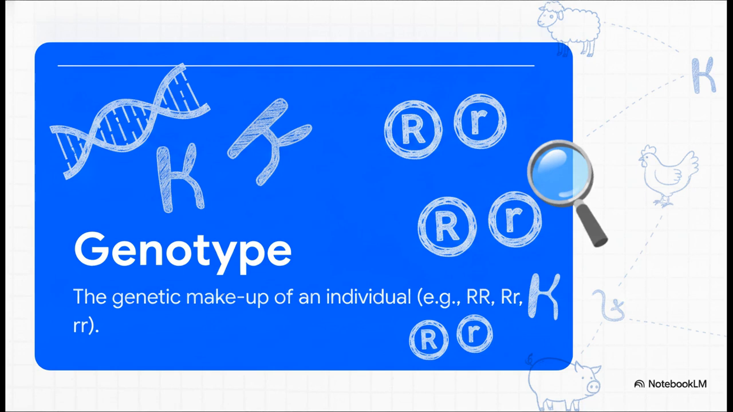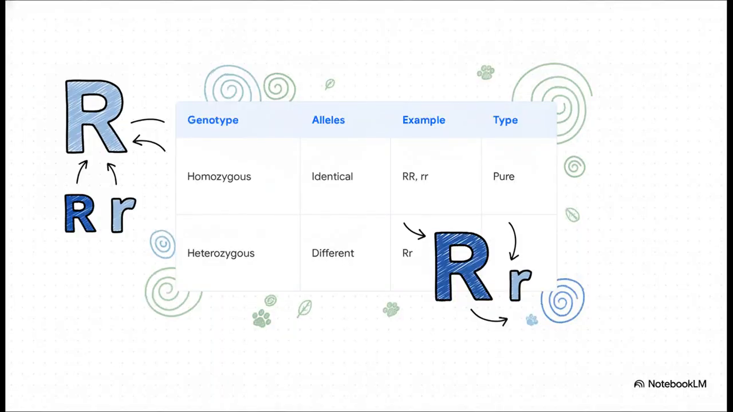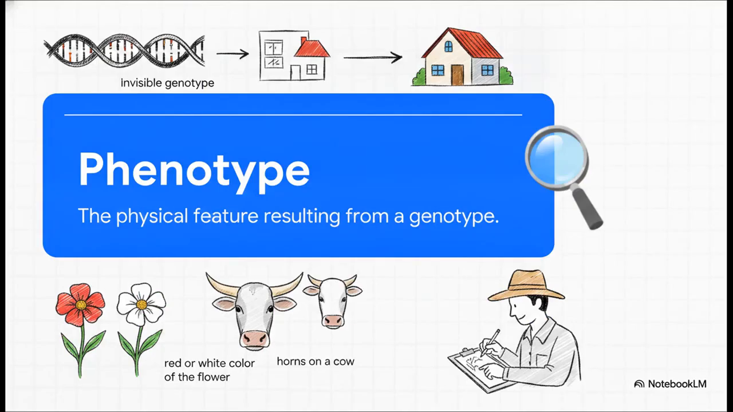This is the invisible internal coding, the absolute genetic makeup of the individual. You can't see a genotype with the naked eye, but finding and securing the best genotypes is the entire point of an animal breeding program. It's what it's all about. And those genetic combinations usually fall into two familiar camps. You've got homozygous, which involves two identical alleles, giving us a pure individual. And then you have heterozygous, featuring mixed dominant and recessive alleles. Those are our hybrids.